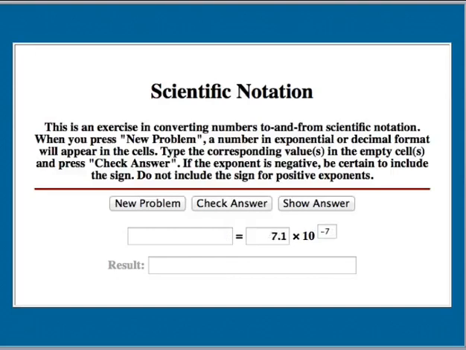Write the decimal equivalent of 7.1 times 10 to the minus 7. Well, we're going to have 7.1, and we're going to have a string of zeros in front, right? This is 10 to the minus 7, so you're talking 6 zeros in front, decimal point, and then one more zero.